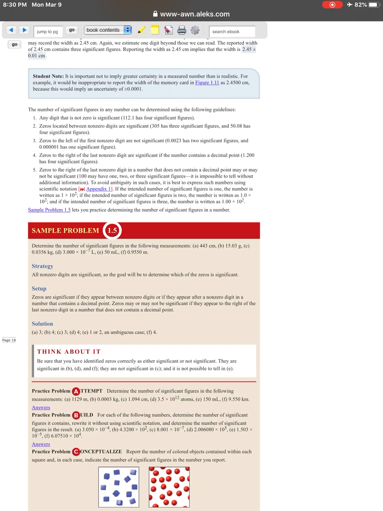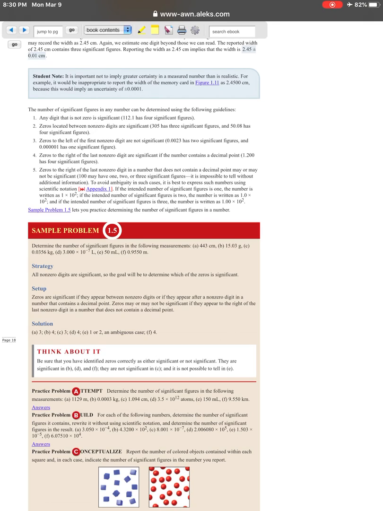To avoid ambiguity in such cases, it's best to express such numbers using scientific notation. By the way, scientific notation is discussed in Appendix 1, and I will have a video on scientific notation. I'll post that at some point. But if you want to look ahead to Appendix 1, it'll talk about scientific notation.